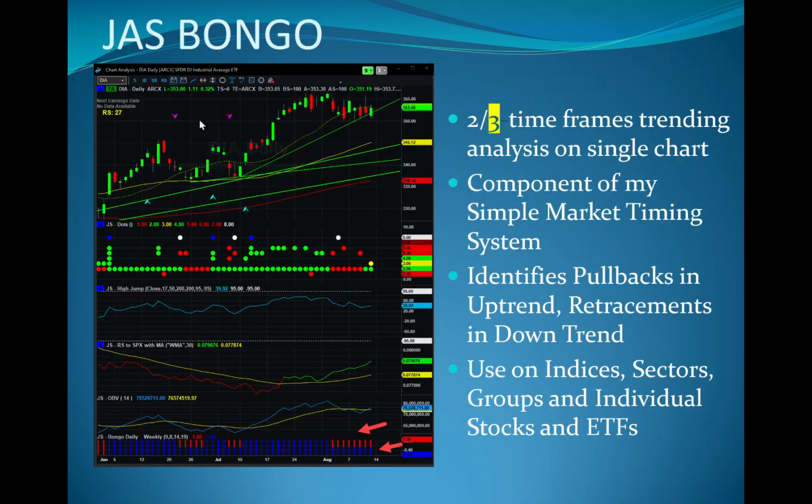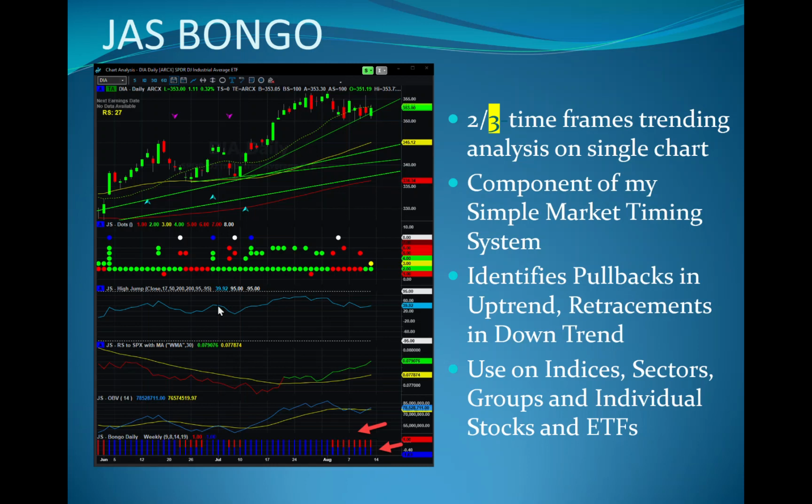The BONGO is, to me, one of my secret weapons. This is something that I created with a couple of my friends 15 years ago, 20 years ago, and it's a tool for trending. And why it's important is I can scan various patterns.